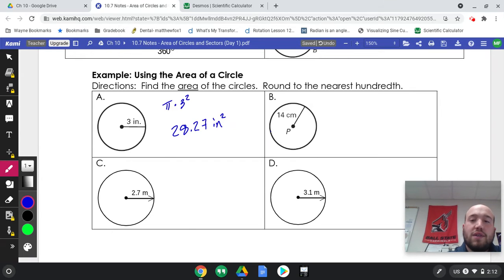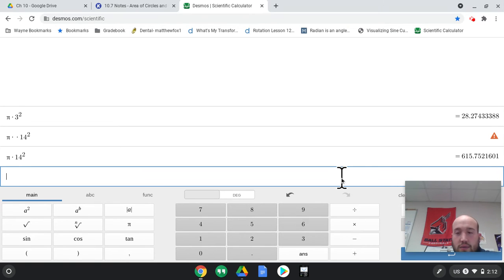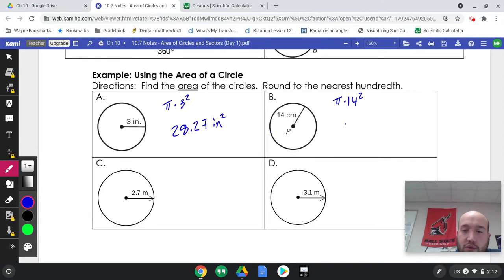Okay, our next one, same thing, just this time it's pi times 14 squared. We do the exact same thing. Once again, pi times 14 raised to the second. Oops, I had two times in there. So 615.752, so we round to 615.75. Now remember once again, our label is centimeters squared, because we are finding area.